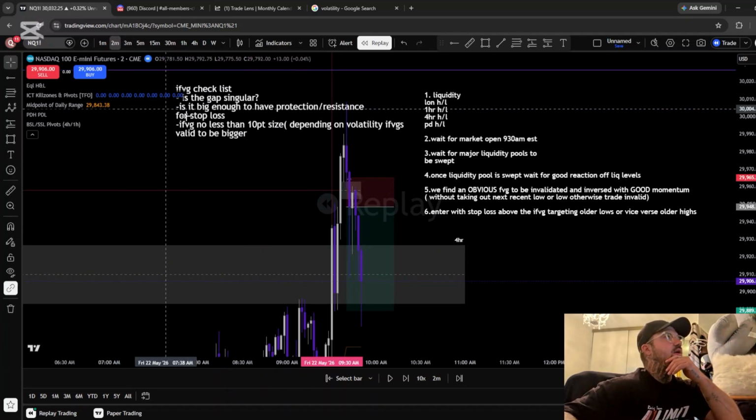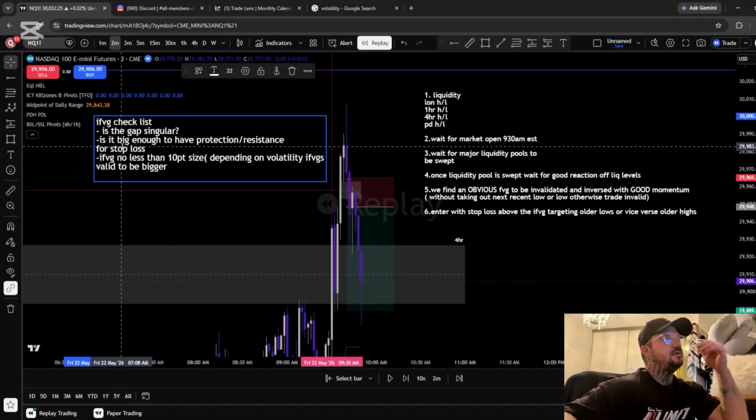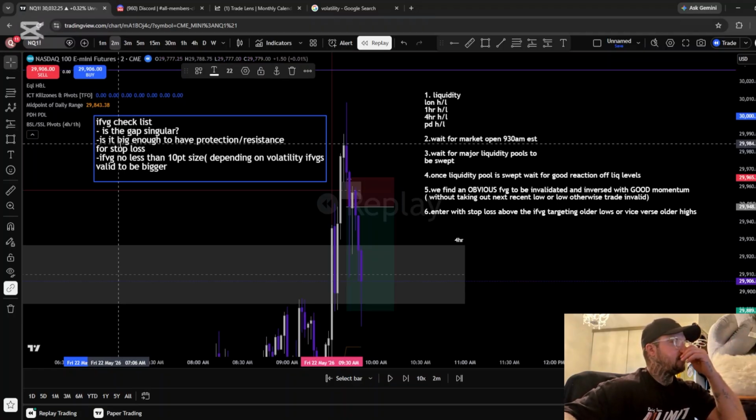Alright, I hope this wasn't too confusing. I'm hoping I was able to explain myself as well as possible. So yeah, I hope this helps. This is one of the easiest ways to trade. It has a 70 to 80% win rate, and I highly suggest it if you're struggling.